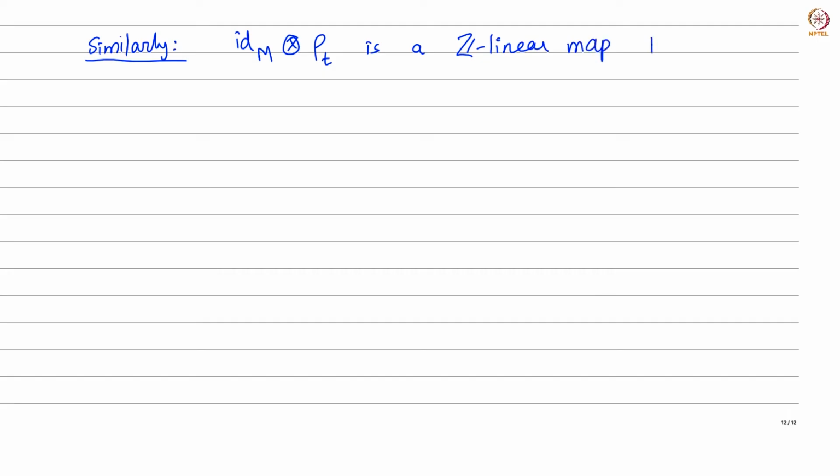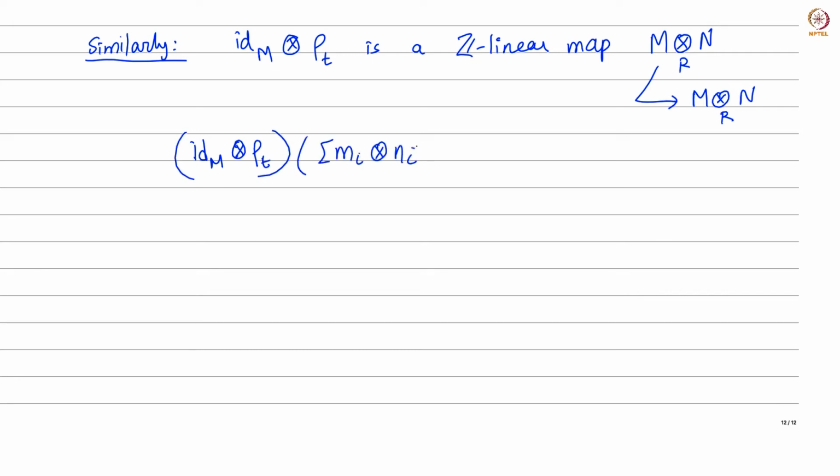Now similarly, analogous to this analysis, just look at identity tensor right multiplication by t. What is this? This is a Z linear map from M tensor N to itself, to M tensor N. What does that map do? It does exactly what we wanted to be our definition of right multiplication, which is it only acts on the second component.